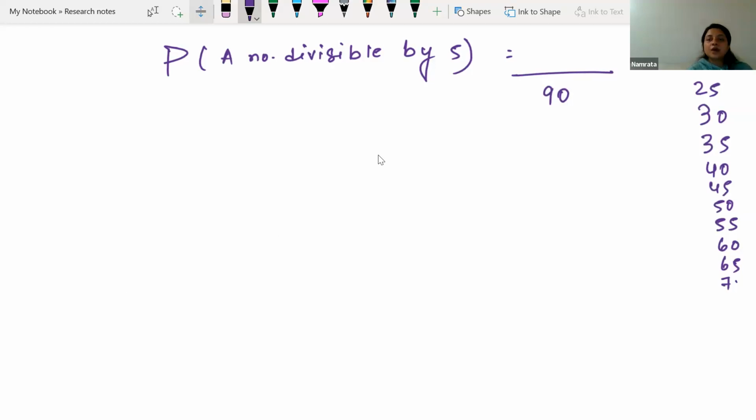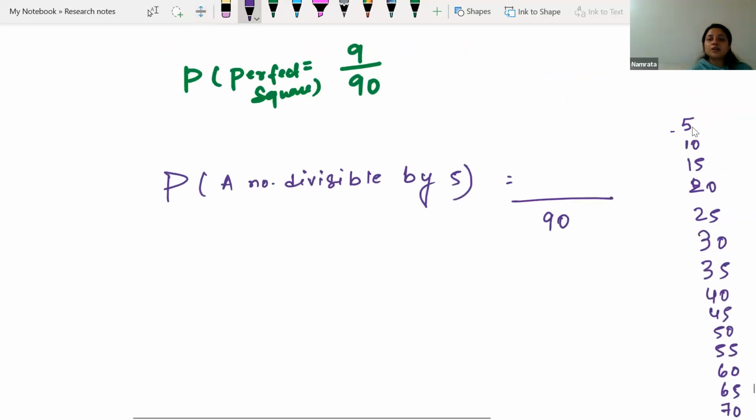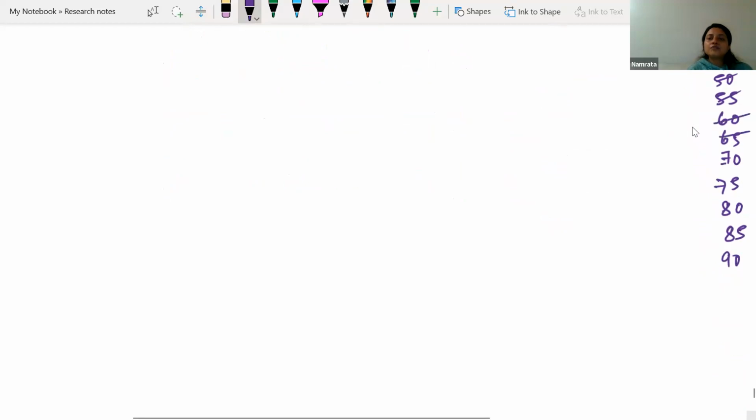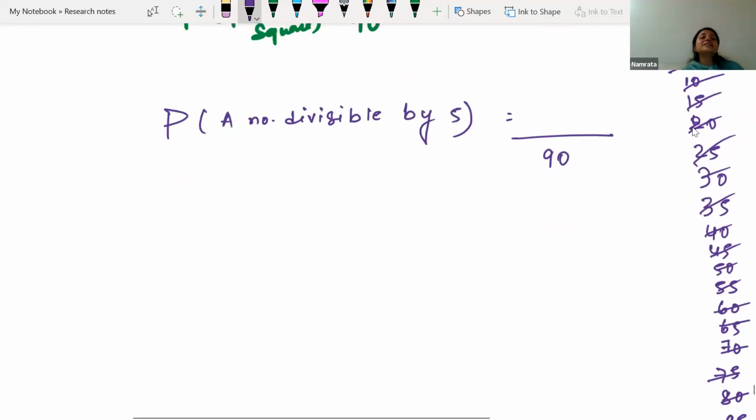Let's count it. How many total numbers are there? 1, 2, 3, 4, 5, 6, 7, 8, 9, 10, 11, 12, 13, 14, 15, 16, 17, 18. Perfect. It's 18. Total 18 numbers are there between 1 to 90 which are divisible by 5. So 18 out of 90 numbers are divisible by 5. This is how we will be getting the probability.